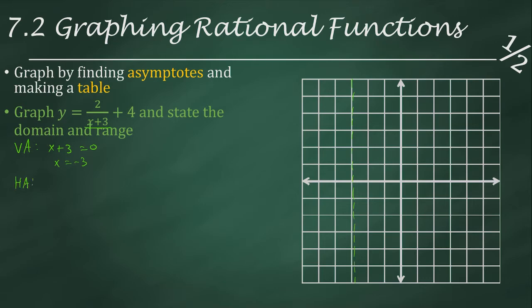Horizontal asymptote, you can plug in a large number or do the degree of the numerator and denominator. I'm going to do that. The degree of the numerator is 0 because it's like 2x to the 0. The degree of the denominator is 1 because it's like x to the first. So n is less than d, which means our horizontal asymptote is y equals 0, except we have the plus 4, vertical shift of 4. So it's really y equals 4.